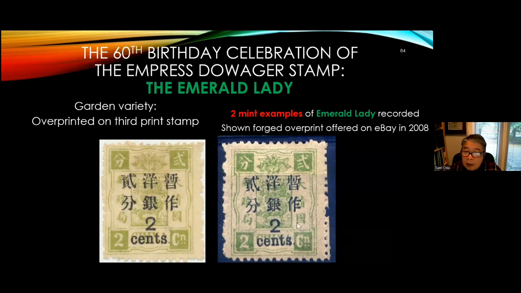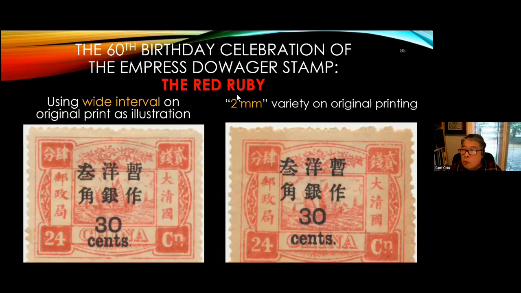This example here is what the very smart dealer called an emerald lady, because there are only two mint copies known. And I'm just showing you this is a forged copy because the overprint is forged. I cannot even show you one of the two because I do not have access to the two mint copies. The difference in price, 20,000 times maybe. Another fancy name, Red Ruby. You see very little difference. Difference in price, maybe 5,000 times.